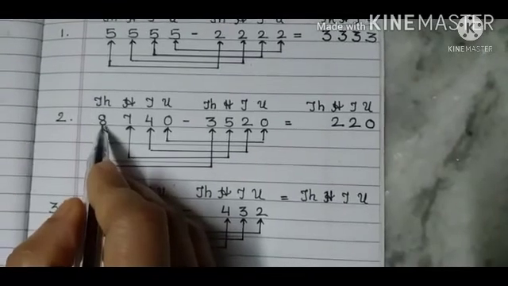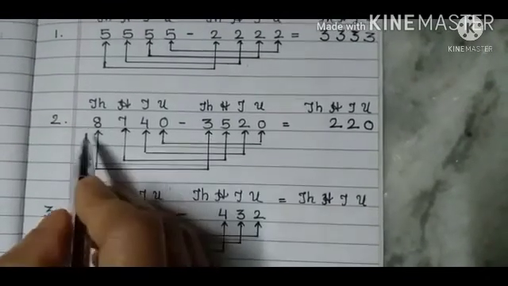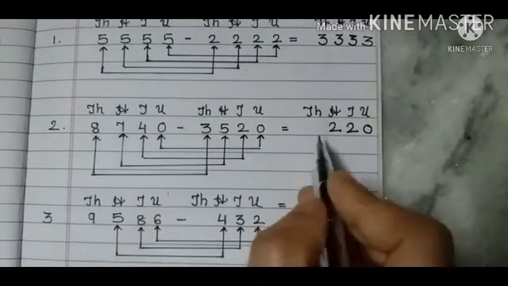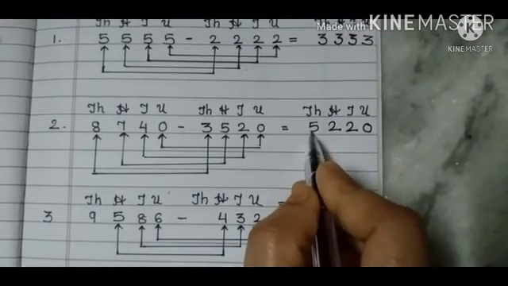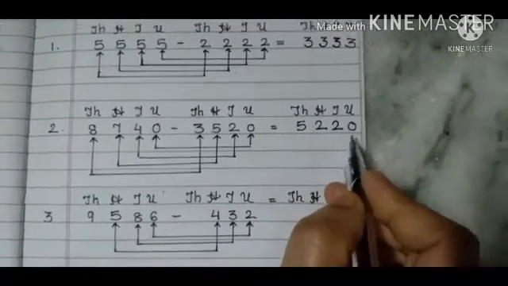And see in thousands place 8 is there, and here in thousands place 3 is there. So we will subtract 3 from 8. So 8 minus 3 is 5. So write down 5 in thousands place. So our answer is 5220.